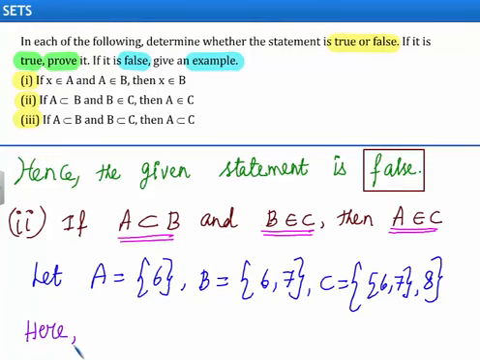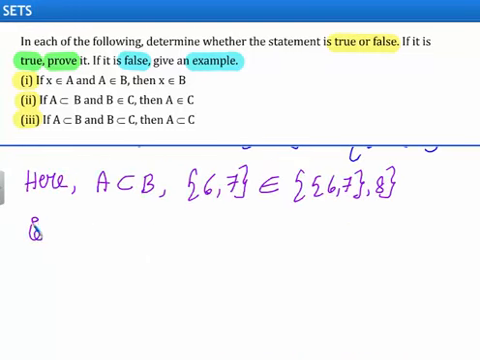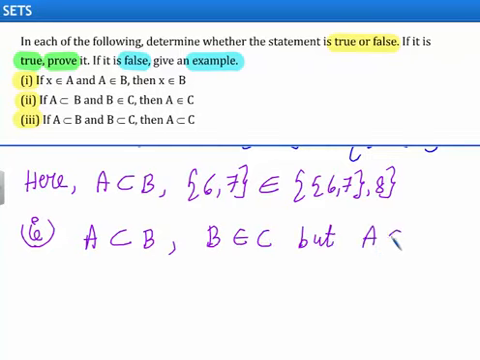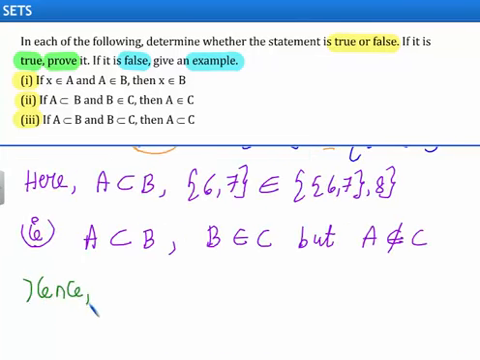Here, A is a subset of B. B, that is {6, 7}, belongs to the set C. That is, A is a subset of B and B belongs to the set C, but A does not belong to the set C, since the set A is not an element of the set C. Hence, we can conclude that the given statement is a false statement.